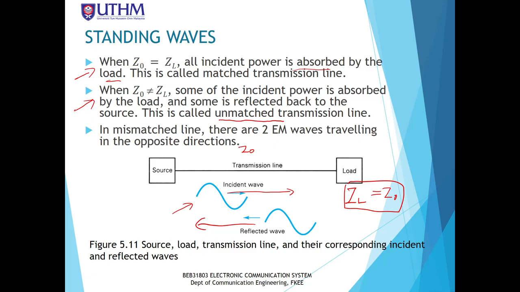Unmatched, tidak padan. So in a mismatched transmission line, there are two EM waves traveling in opposite directions. Okay, if ZL is not equal to Z0, that means we're going to have incident and reflected waves. So incident and reflected waves happen only if ZL is not equal to Z0. If equal, that means we only have the incident wave. Kalau dia equal dengan characteristic impedance, kita cuma ada incident wave sahaja. So if ZL is not equal to Z0, then we're going to have two different kinds of waves, incident wave and reflected wave.